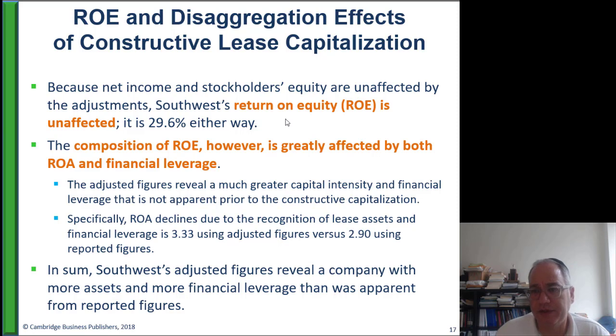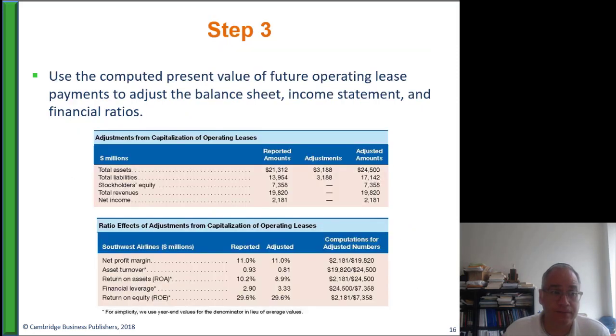So return on equity is going to be the same. And that's not always the case, because you'll see situations when you try this out where you need to record additional expenses. So it's not necessarily going to be the same. The composition, though, changes, because return on assets is now decreasing, and asset turnover is decreasing while financial leverage is increasing. So in essence, the company is a little less profitable. The turnover, the use of the assets, is a little less productive, and the financial leverage is a little higher.